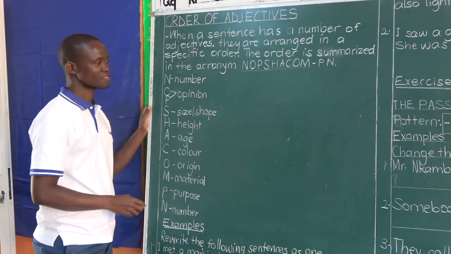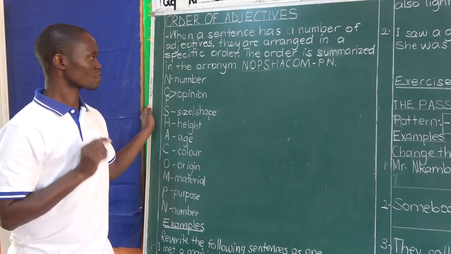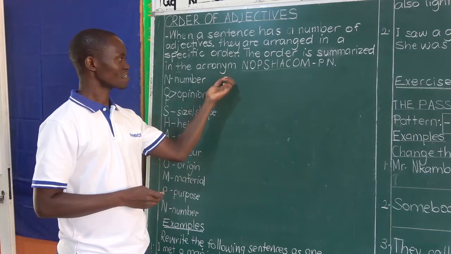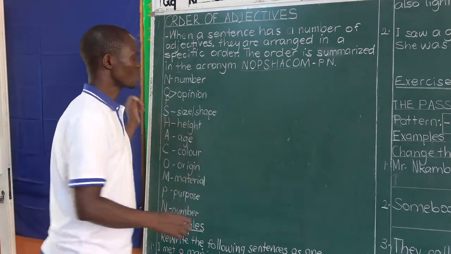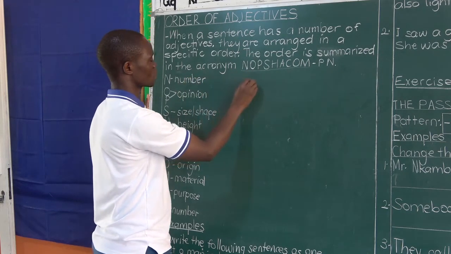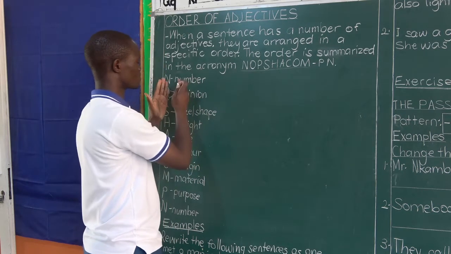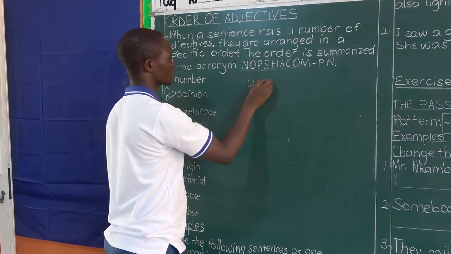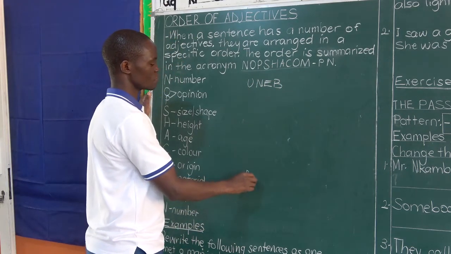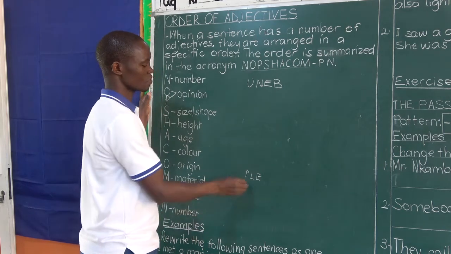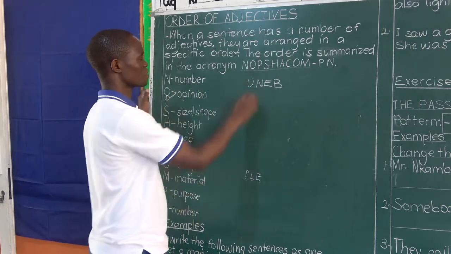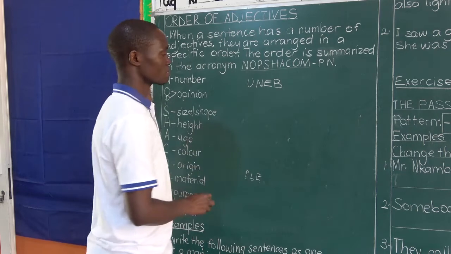An acronym simply means a word formed from the letters of other words. It's a word that's got from the short form of different words. I'm just giving you an example of an acronym. We have UNEB. Your name is a word, but PLE is not a word. PLE we mention letter by letter. When you come to UNEB, we have it as a word. You can read it as a word.